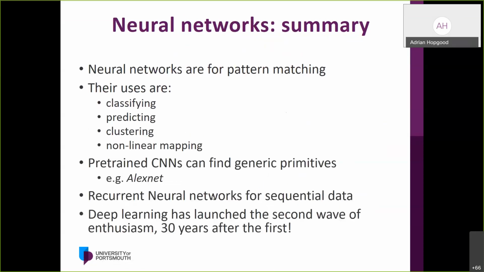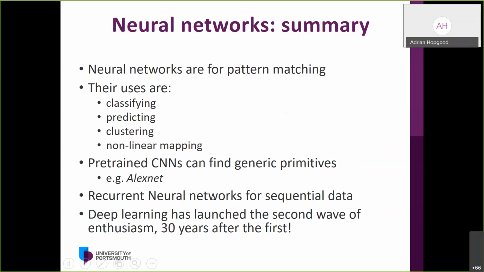I just want to pause now to summarize where we're at with neural networks. Essentially, neural networks are used for pattern matching. It's effectively what they do, and their uses, I think, overwhelmingly, are as classifiers. If you don't remember anything else about neural networks, classifying is a key thing that they do. But you might also say that they predict a corresponding output based on a set of inputs. You might say they cluster, particularly the unsupervised networks, which are good at recognizing input patterns that are similar to each other. And more generally, you can say they're non-linear mappers. That is to say, they learn to associate sets of inputs with corresponding sets of outputs.